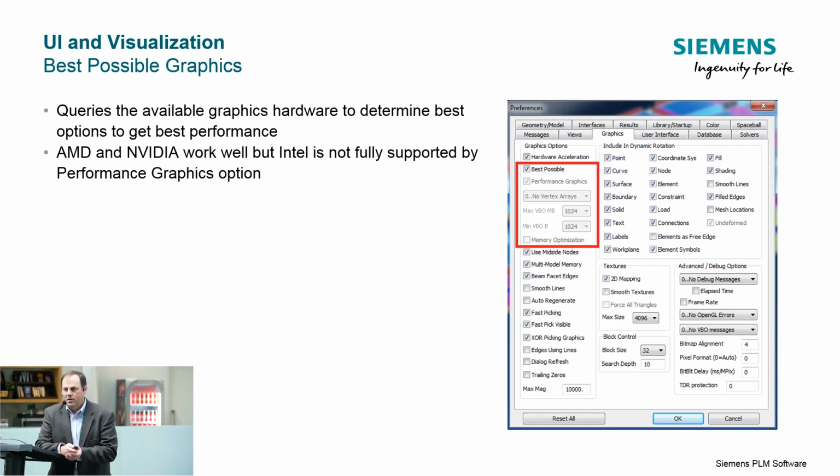People getting the early versions, beta versions of the software have actually said, you've made Femap so much faster. And the reason is they just simply never turned on performance graphics before, and now it's on by default.